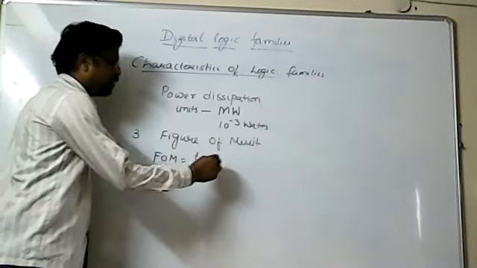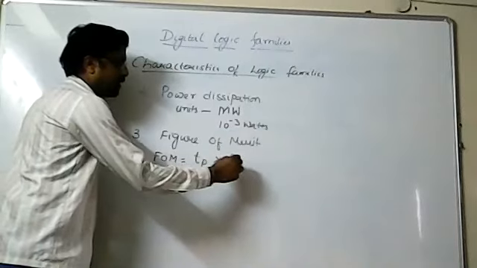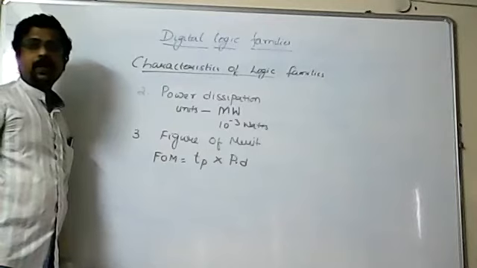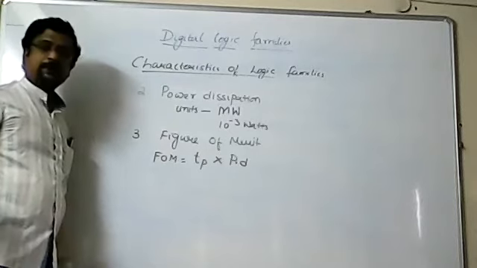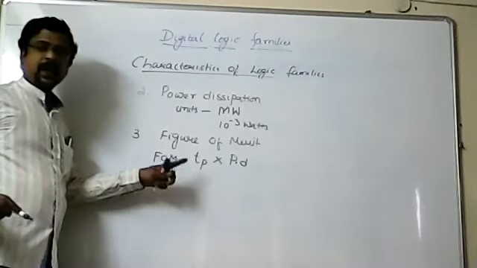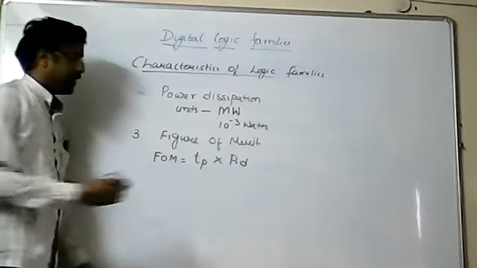Propagation delay into power dissipated. So we can define the figure of merit as the product of propagation delay and power dissipated. Now we'll see what the unit of it is.